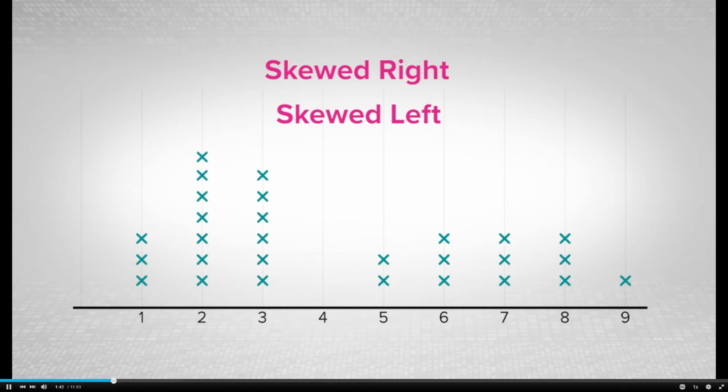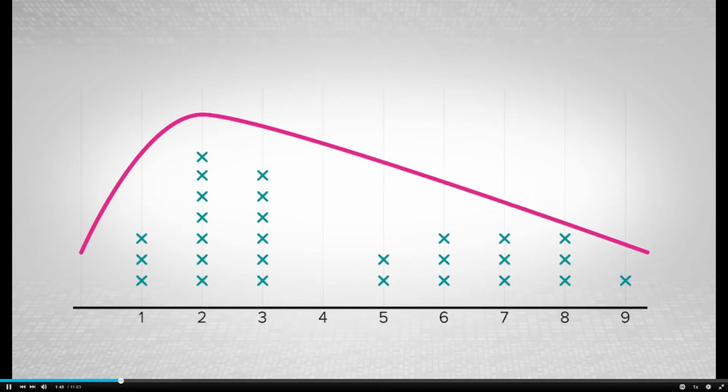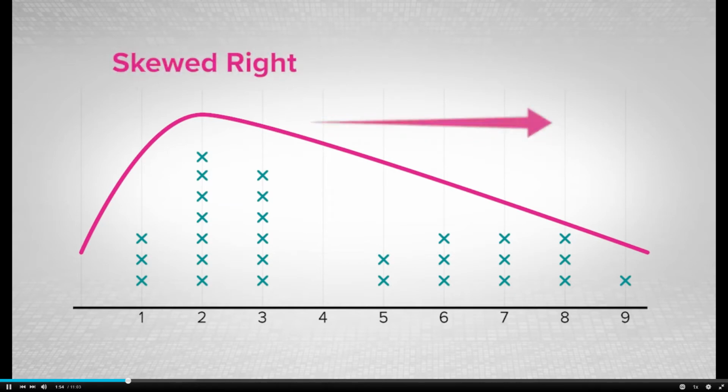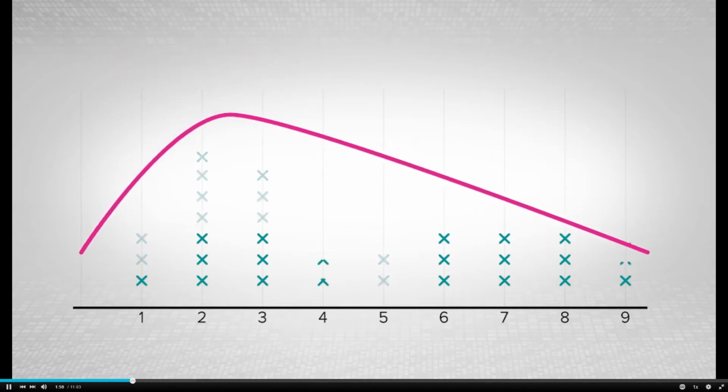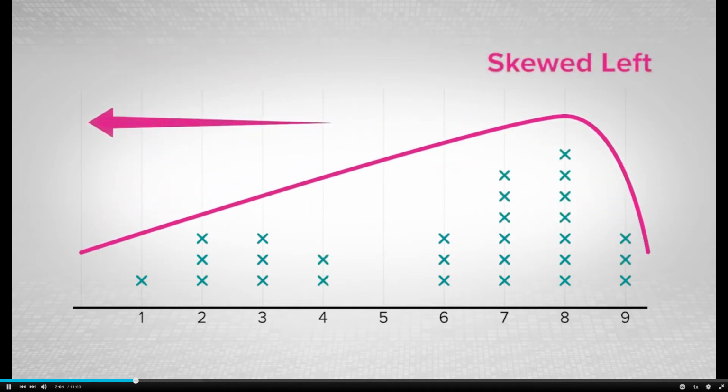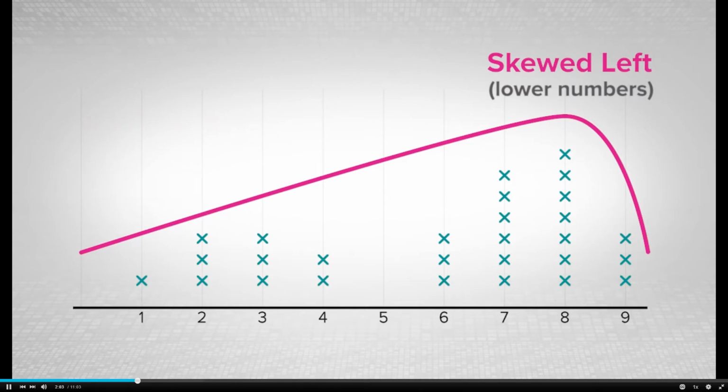Now, I always had trouble remembering which way is skewed right and skewed left. The direction that you are pulling the string is the direction that it is skewed. So if it is skewed this way, it is skewed right, or skewed to the higher numbers, as opposed to a graph that looks like this, which is skewed left, or towards the lower numbers.